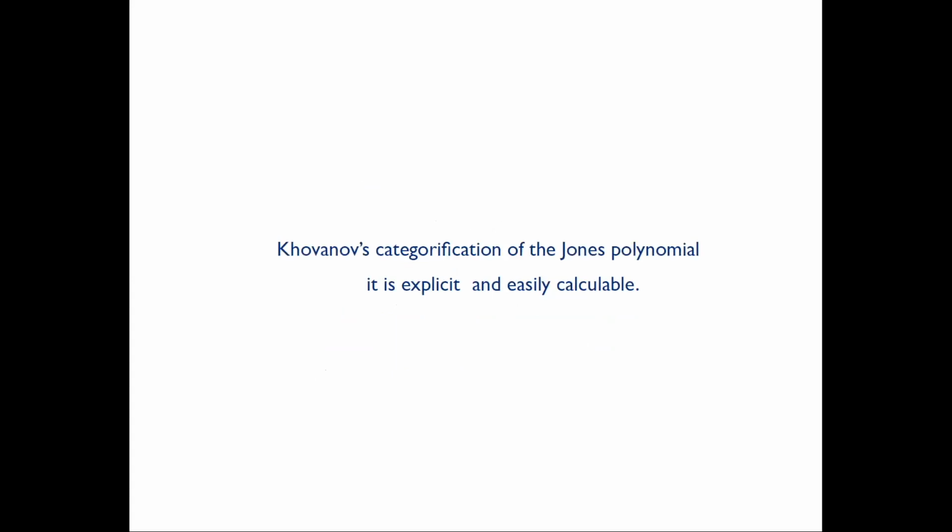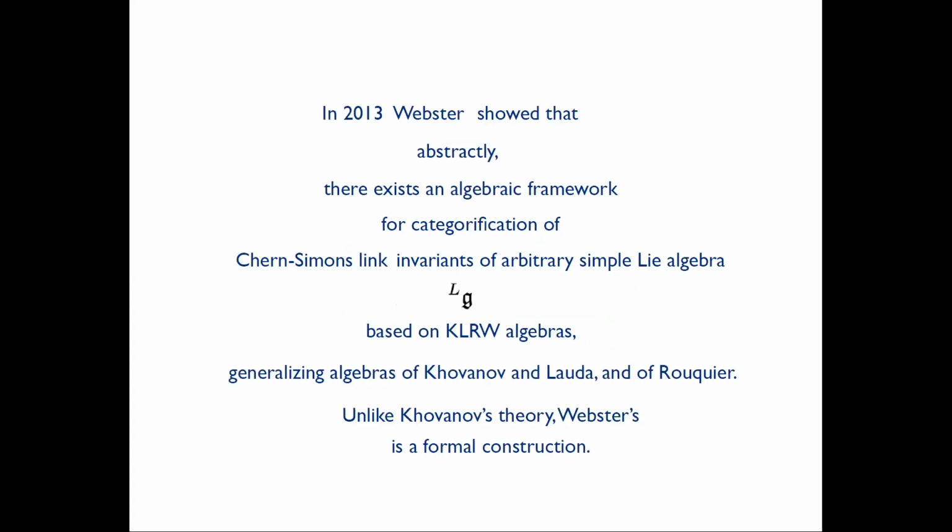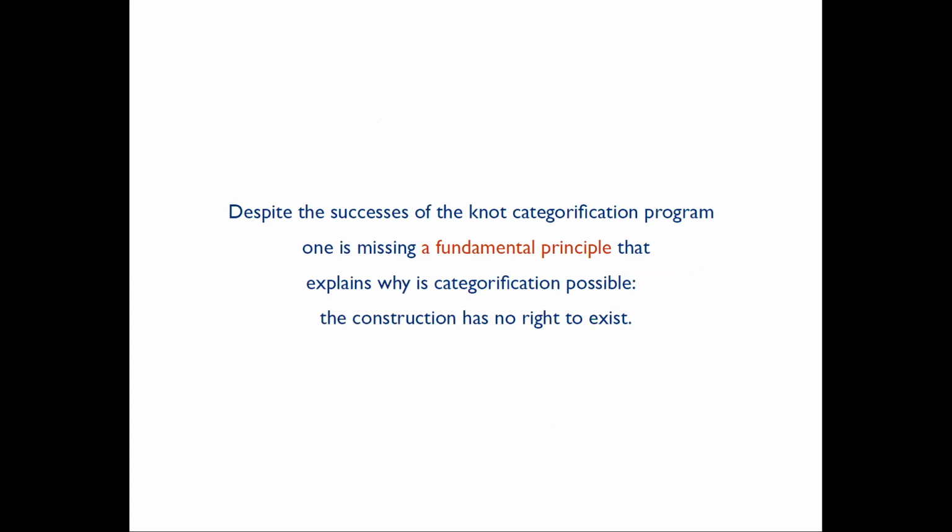Khovanov's categorification of the Jones polynomial is completely explicit and easily calculable. In 2013, Ben Webster showed that abstractly, there exists a categorification for a general Lie algebra that is based on what are known as KLR algebras, generalizing algebras that appeared in works of Khovanov, Lauda, Rouquier, and Webster. However, Webster's construction is completely formal. There's nothing whatsoever you can calculate in it. So still, these constructions are remarkable.